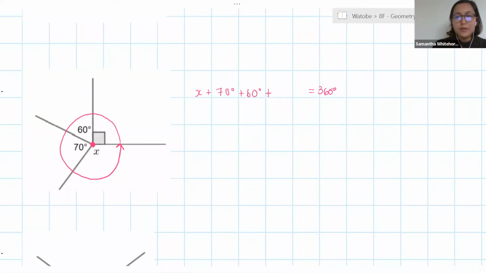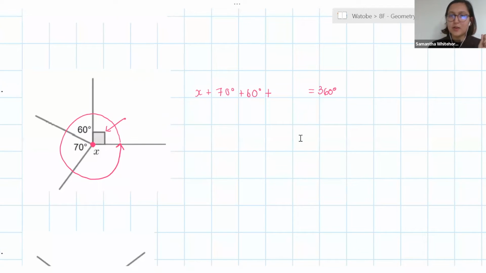Okay, now very quickly, in geometry, whenever we see an angle that has the square in it, can anyone tell me, you can pop it in the chat or you can raise your hand, what does that square mean in geometry?